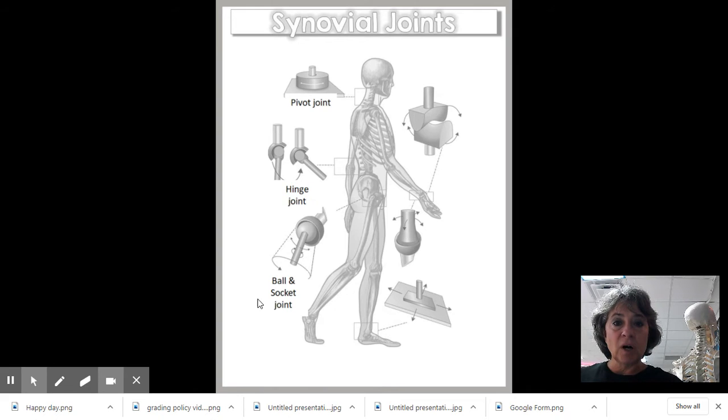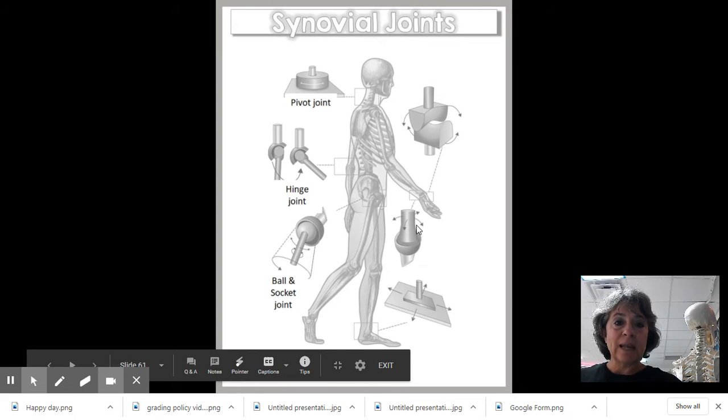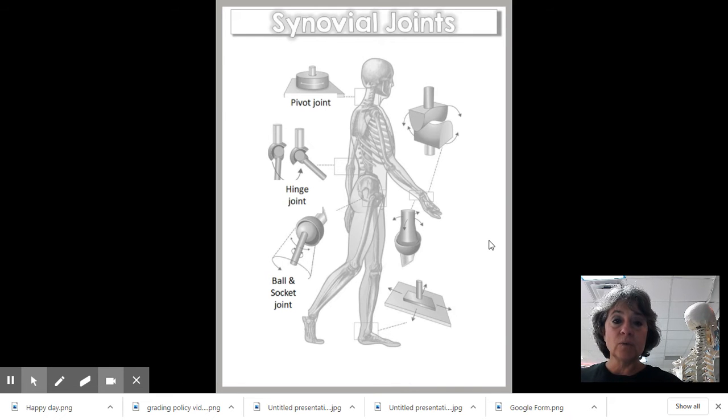The next one is called a ball and socket joint. This is the one that actually allows the most type of movement. It's also the one where there's a lot of injury. Okay, so ball and socket joint, just think about a ball, and a socket looks like this, and so it fits in there like this.